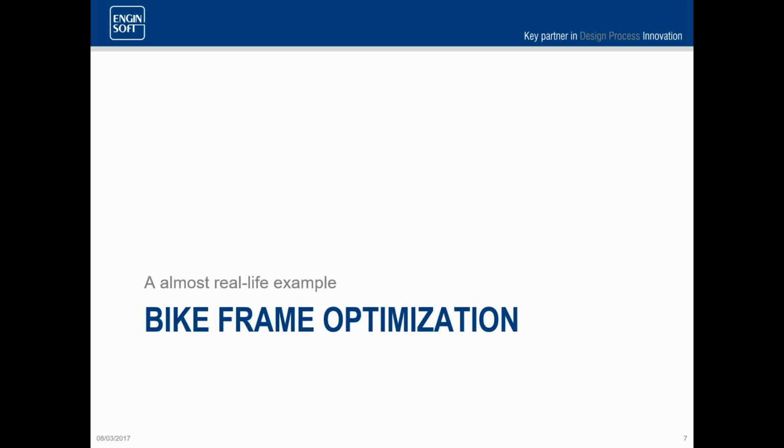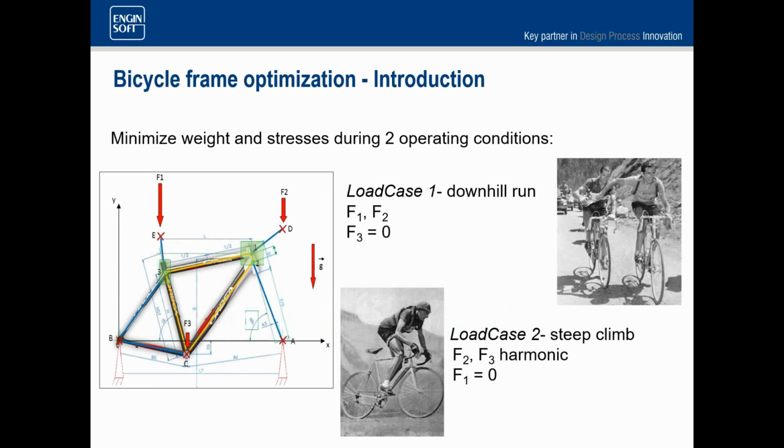Today we're going to be looking at a bike frame optimization, just for something to talk around. There are two load cases, one where the cyclist is going downhill, one where they're climbing uphill. The difference obviously is that when you're riding, there's a force exerted on the seat and on the handlebars, but going downhill you typically won't be pedaling, so there'll be no force on the pedal, but when you're going uphill, you'll be putting a harmonic force into the pedal. So we're going to be looking at those two load cases.